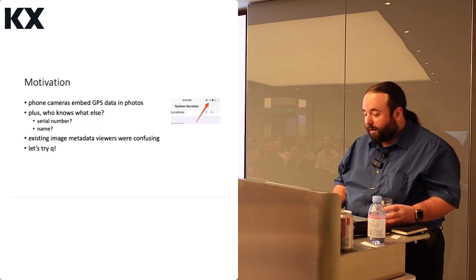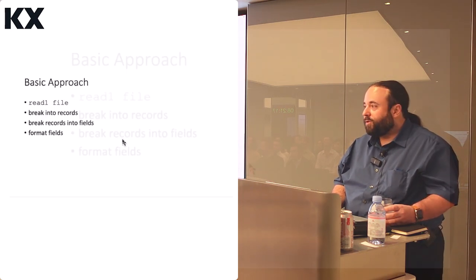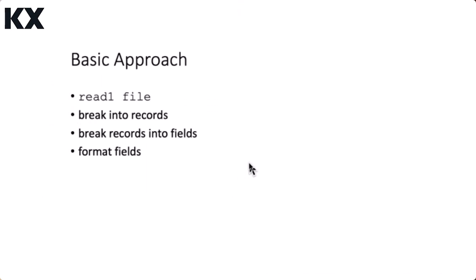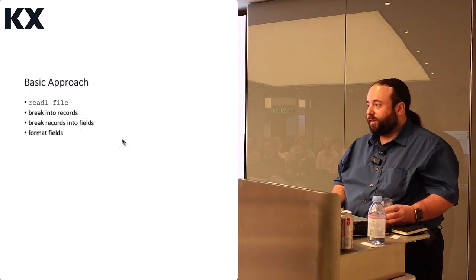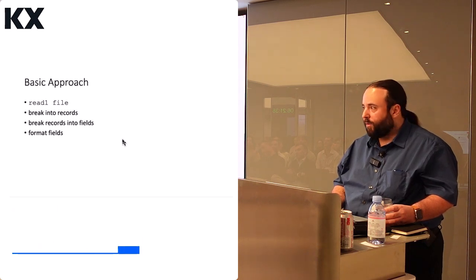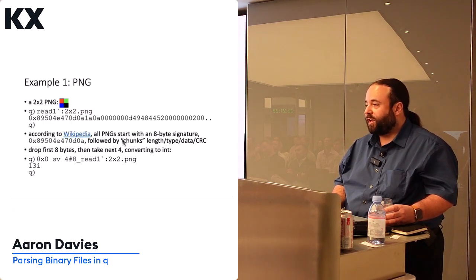So the basic approach to parsing a binary file in q is to read it as a byte vector, that's read 1, then break it up. Most binary files these days are structured as records which contain fields. And then in order to understand it, you need to format the fields into something you can read. So I'm going to be working through an example of a PNG image file.